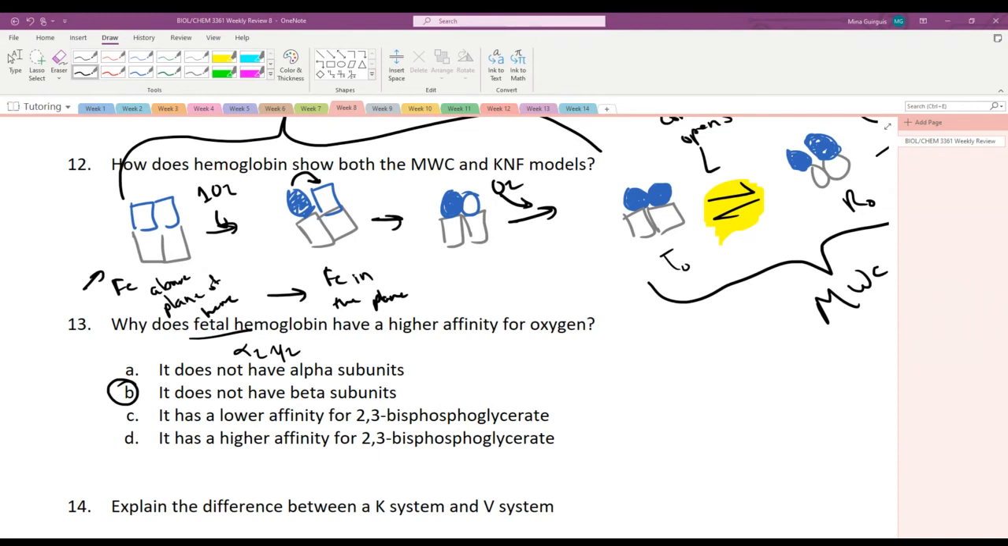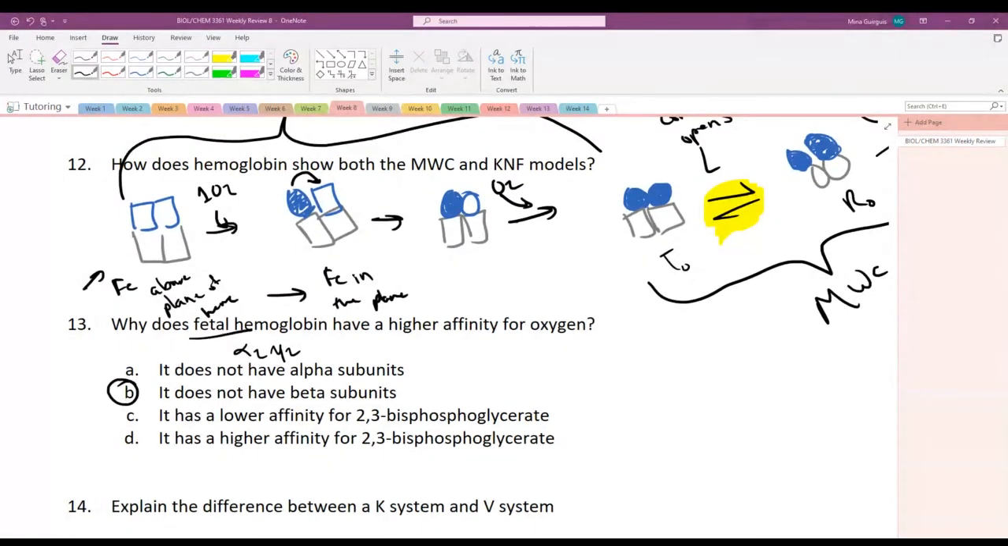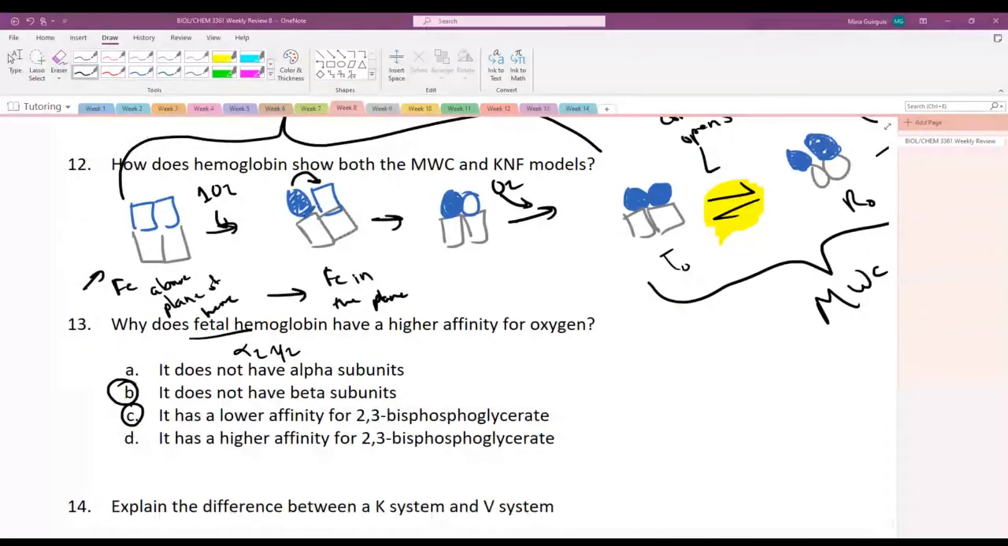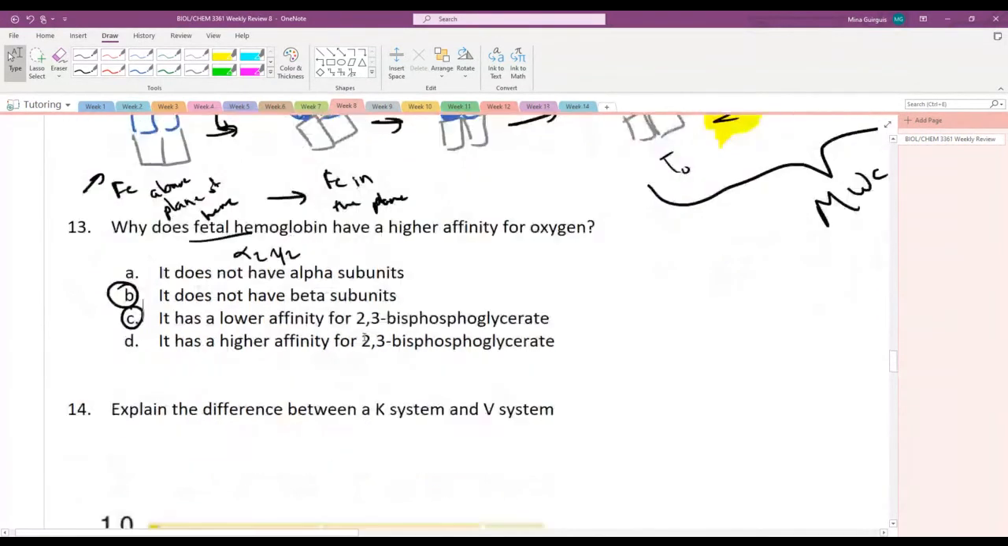Turns out BPG, bisphosphoglycerate, is abbreviated BPG. I didn't say that. So it turns out BPG tends to bind between beta subunits. Therefore, fetal hemoglobin has a lower affinity for 2,3-BPG because it doesn't have those beta subunits, and therefore it has a higher affinity for oxygen. Okay, all right.